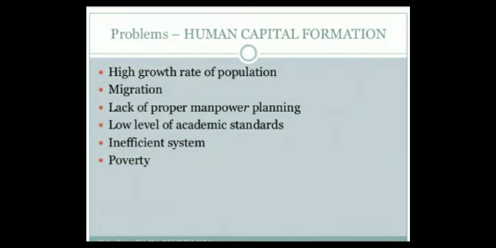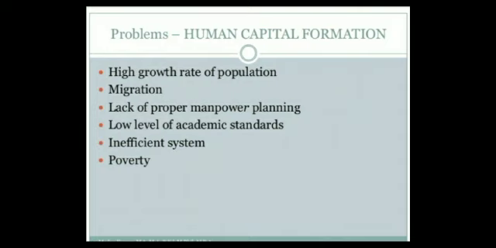Third, lack of proper manpower plan. There is an imbalance between the demand and supply of human resources of various categories, especially in the case of highly skilled persons. So the absence of such balancing has resulted in the wastage of resources.